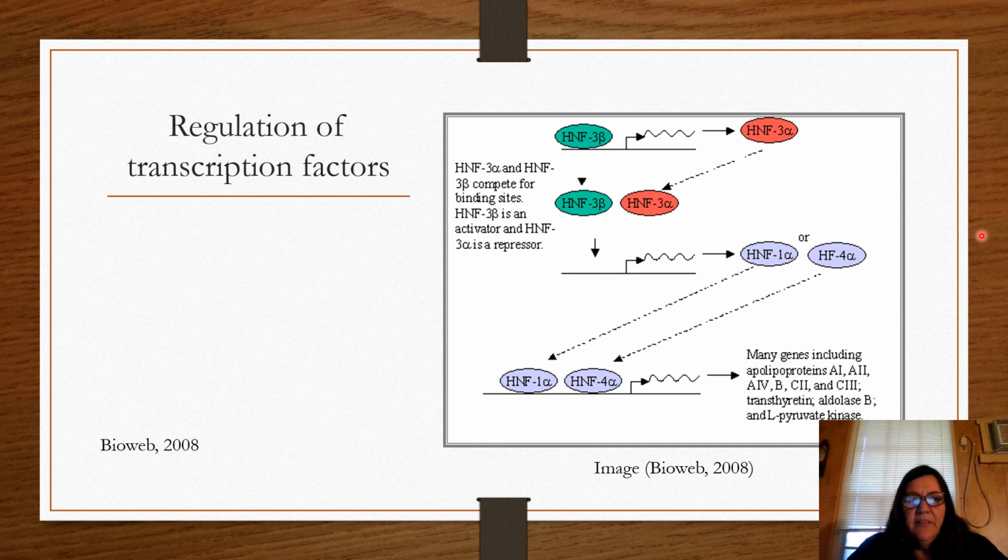This image is discussing the regulation of transcription factors, and I struggled to find any information that made sense to me about that. But from this image, I can tell you that there's an HNF 3 alpha and an HNF 3 beta that compete for the same binding site, while HNF 3 beta is considered an activator and HNF 3 alpha is a repressor. HNF 1 alpha and HNF 4 down here are transcription factors that regulate the production of liver proteins. That's really all I could find that made any sense to me about that.